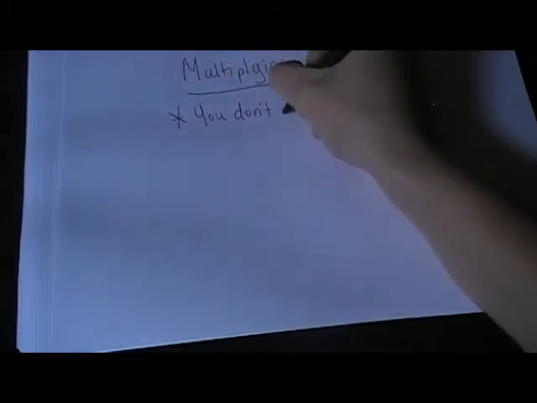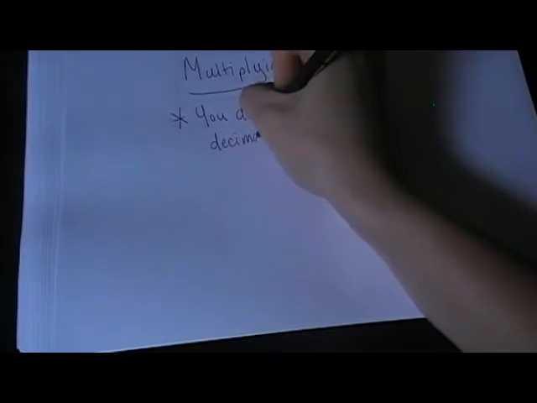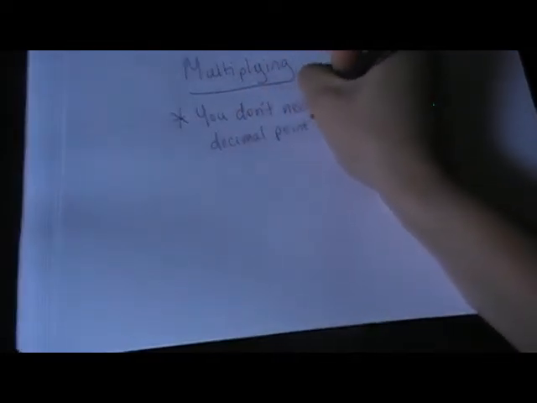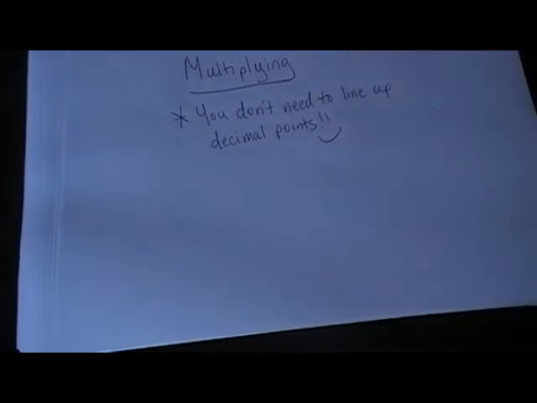So this is multiplying. With multiplying, you don't need to line up decimal points. Many students do that and cause themselves much grief by adding a whole bunch of zeros that they don't need to.